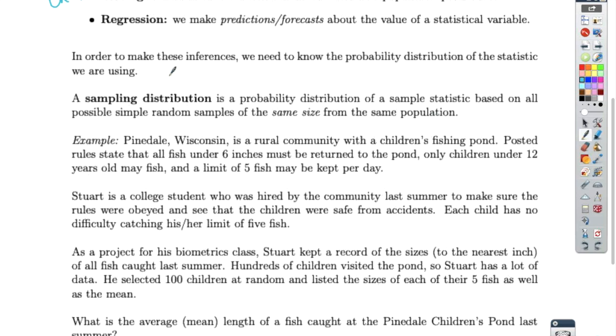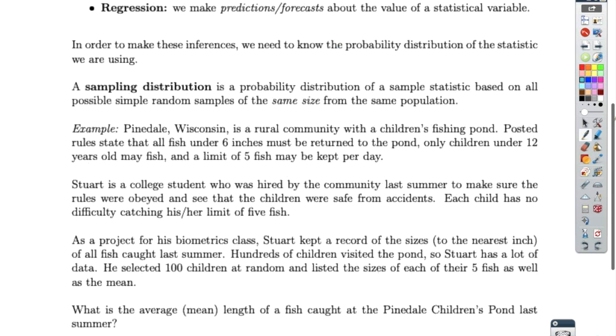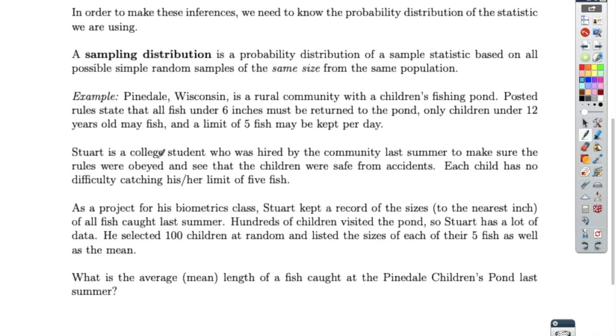To make these different inferences and draw these conclusions, we need to know something about the distribution of the statistics that we're using. We need to know what the picture looks like and how these things are all laid out.